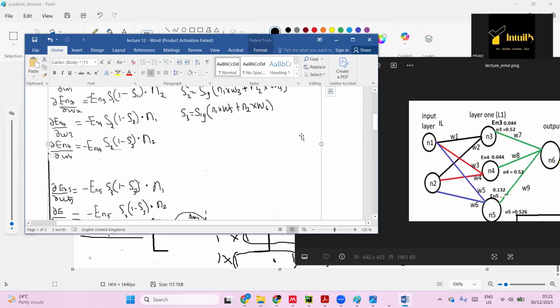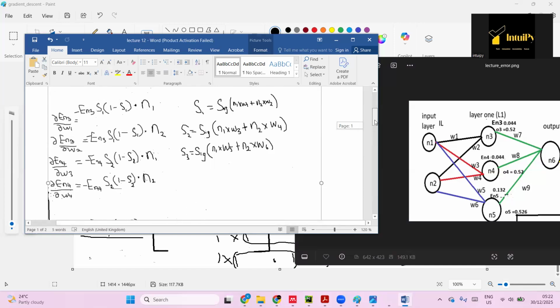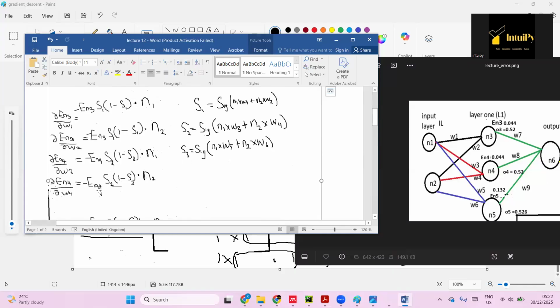And then the last, you also have how much do we need to adjust W4 such that EN4 is also reduced. Same thing too. We have our error in front, EN4, and then we'll also reckon with N2. So you look at the error in front of the weight you're trying to adjust, and then you also look at the output from the previous node, so that you can see N2. And then we've defined S2 here, same thing goes.